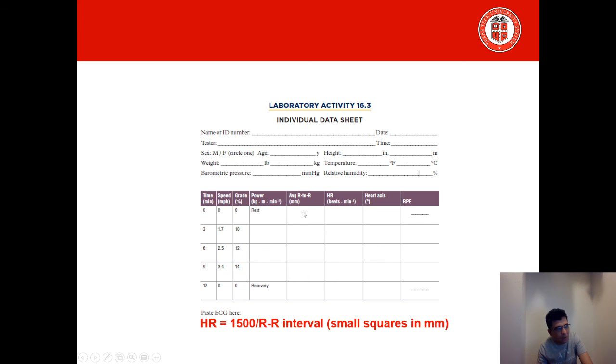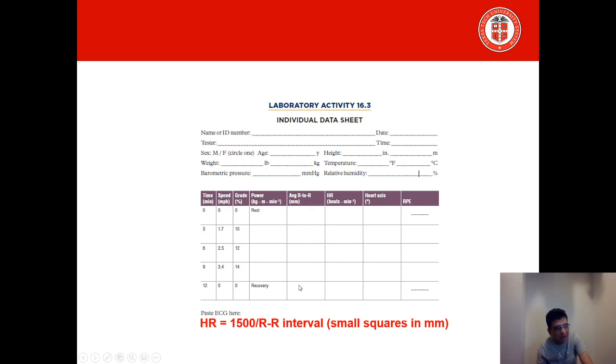So you will get a value of 16 or maybe 17 or less than 17, I guess, because once we are doing exercise, the R waves will become closer. So maybe we have a value of, let's say, 10 here. So we will write 10 here, and then it will become 150 beats per minute, the heart rate. And we are going to do it the same way.